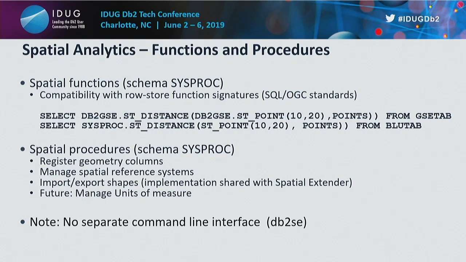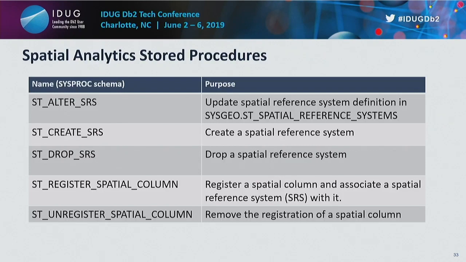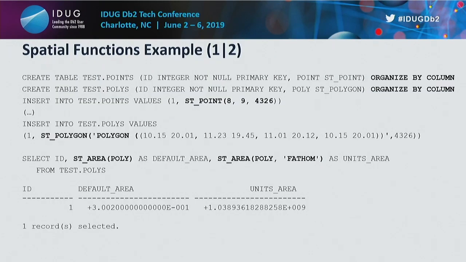And then rather than using the Db2 SE command line to administer the spatial capability, this will be done through a set of stored procedures implemented in the sysproc schema. On this page, we show the 5 different stored procedures that are going to be supported to do things like alter, create, and drop spatial reference systems, and then a couple to register and unregister spatial columns. And on this next page, we show some examples of how you would use these within your database.